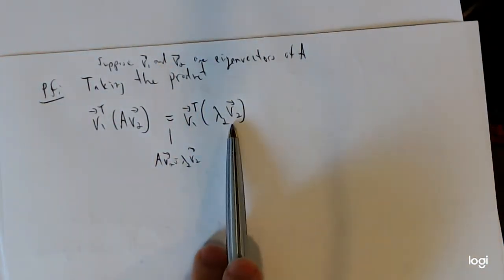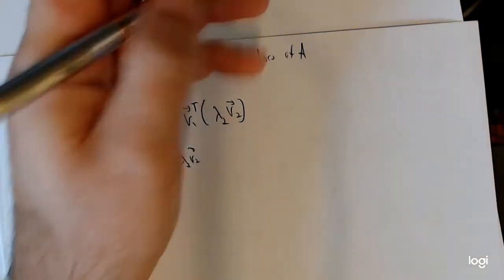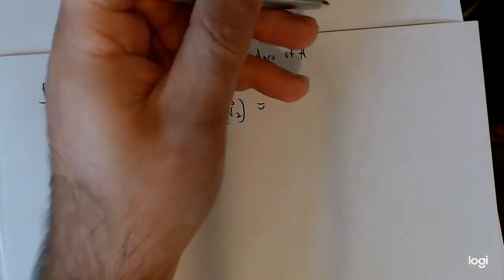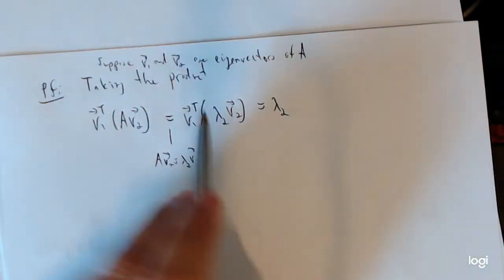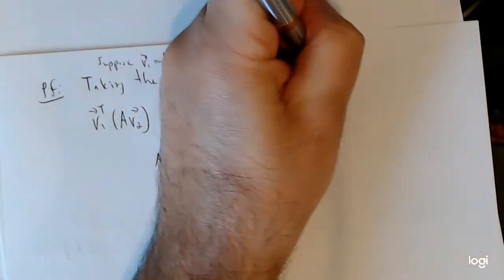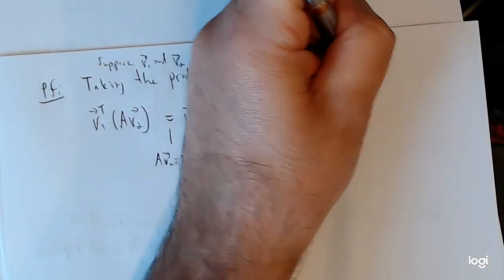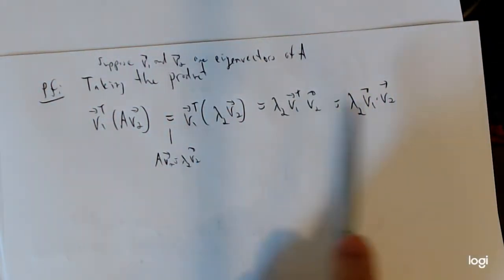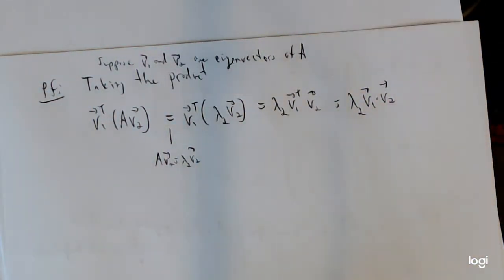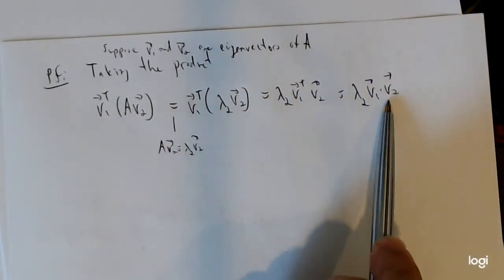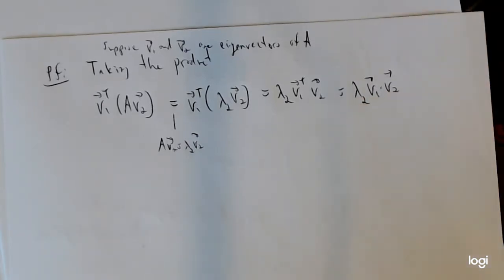Now, with that said, I could rewrite this as what? Since lambda sub 2 is a constant, I could just move that out front. Since this is a scalar, I could say that's V1 transpose times V sub 2. Or another way of expressing this is lambda sub 2 V sub 1 dotted with V sub 2, right? So this result and this result are exactly the same. Okay, so now I was able to connect this to the dot product between V sub 1 and V sub 2. Okay, so we're halfway there.